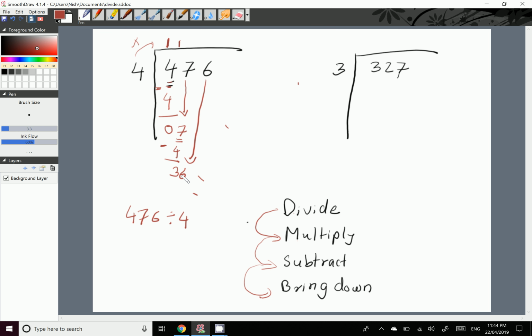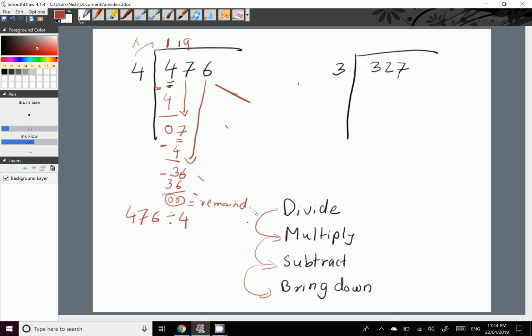Again you do your 4 timetable. Now if you know your tables, you would clearly know that 36 comes in the 4 timetable, which is 4 times 9. So you can do 4 times 9, 36, you do your subtraction, and that will give you 0. So your remainder here is 0.